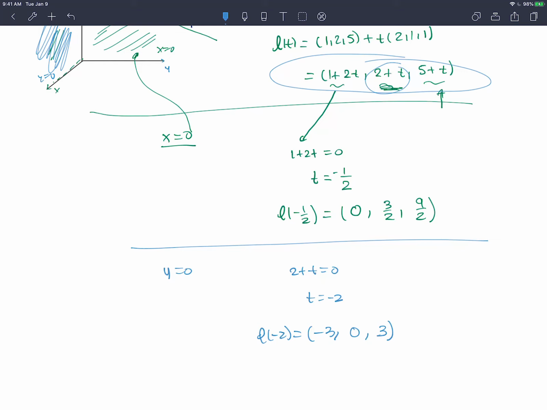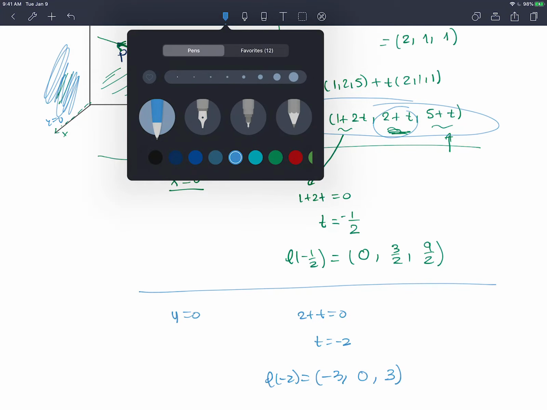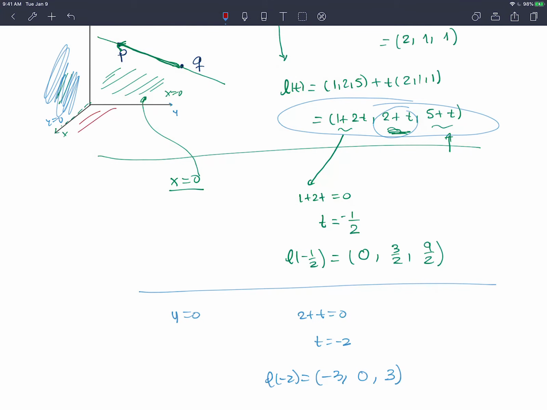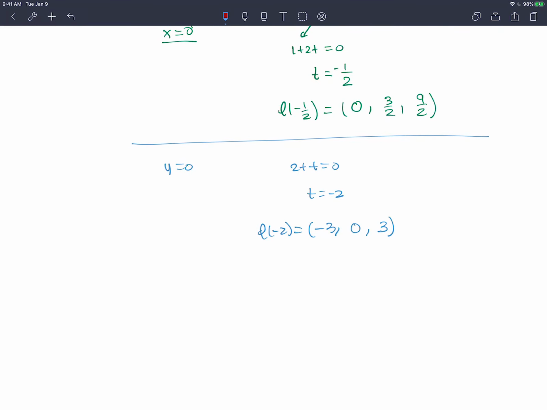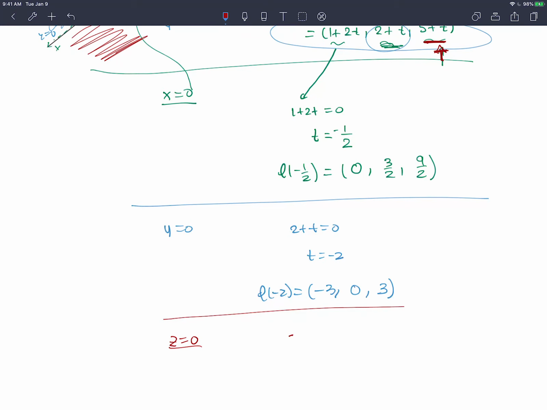And now the last one I'm looking for is where does it cross the floor? So when z equals 0, where does it cross that plane? So now I set z equals 0. And what that means is now I need this component here, 5 plus t, to be 0. So I need 5 plus t to be 0, which means t would be negative 5.